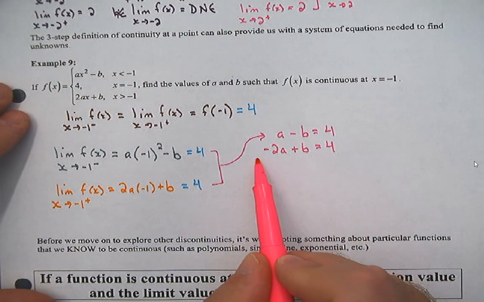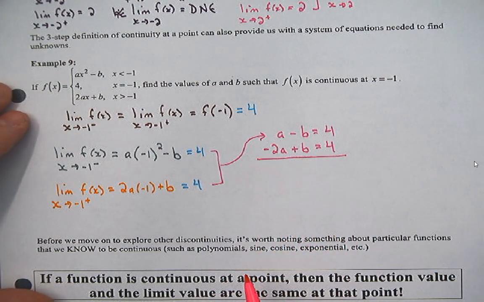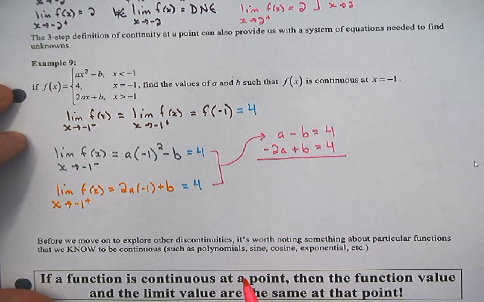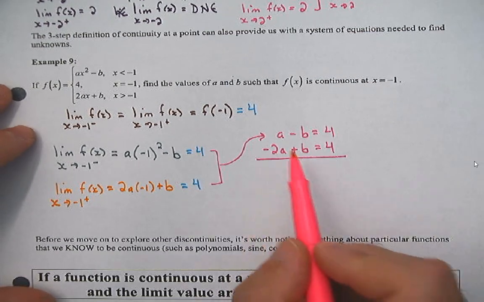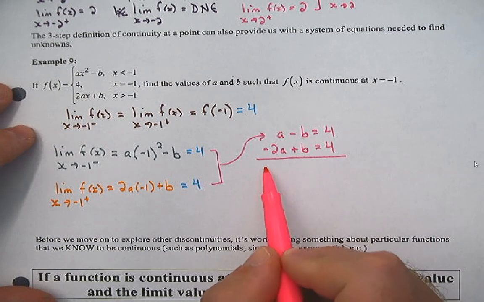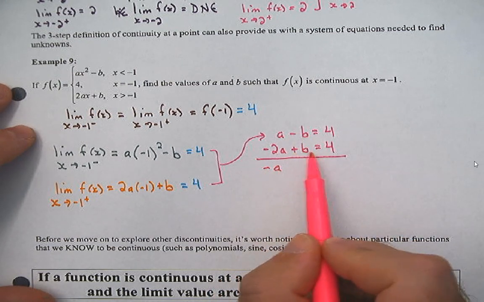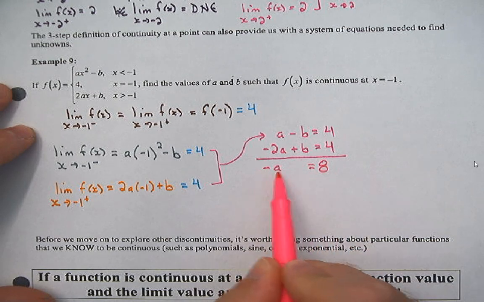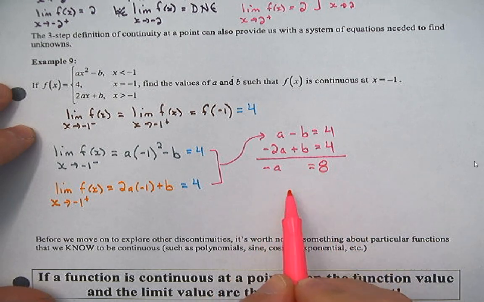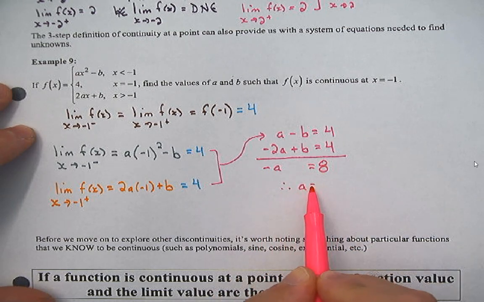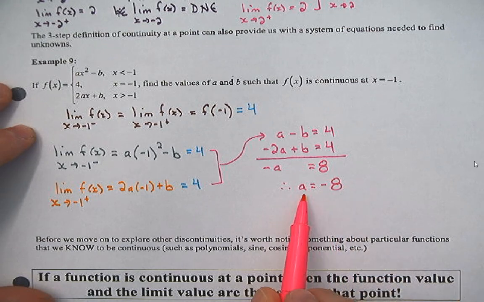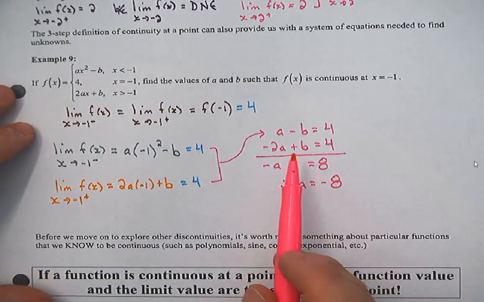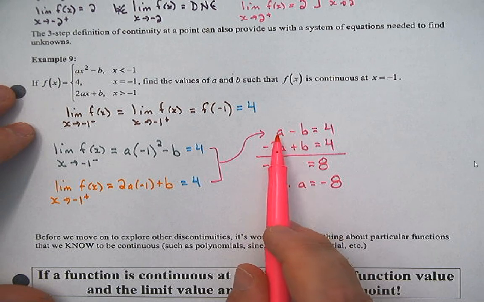Now I can solve this like we did back in Unit 4 last year. Unit 4, I think it was. So a minus 2a is negative a, minus b plus b is 0. 4 plus 4 is 8. So if negative a equals 8, then a has to equal negative 8. And if a equals negative 8, I'm going to plug that back in. Let's plug it back into this one.